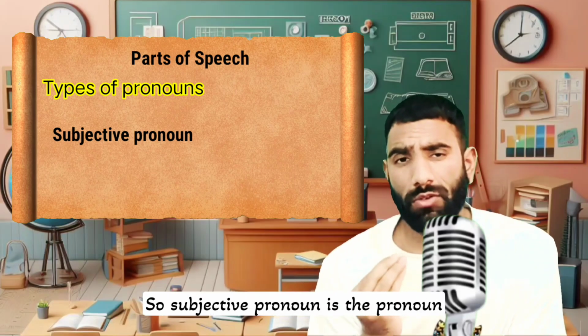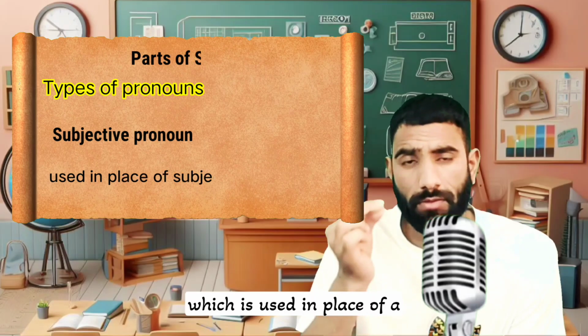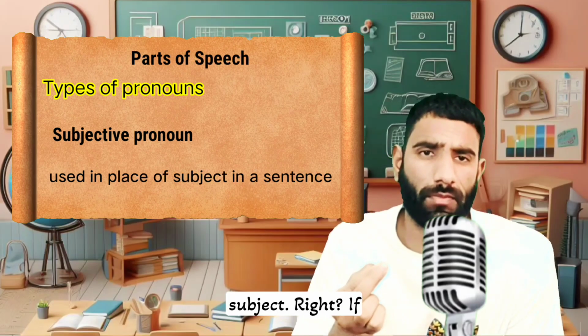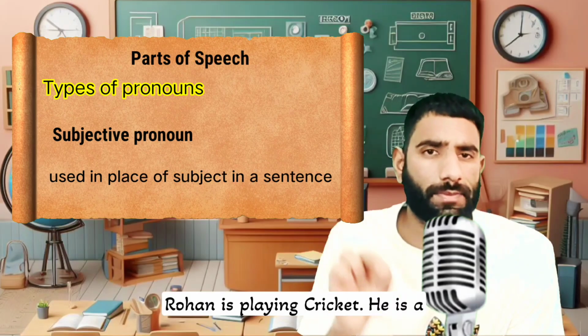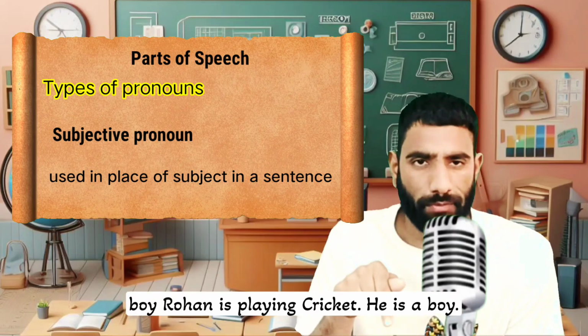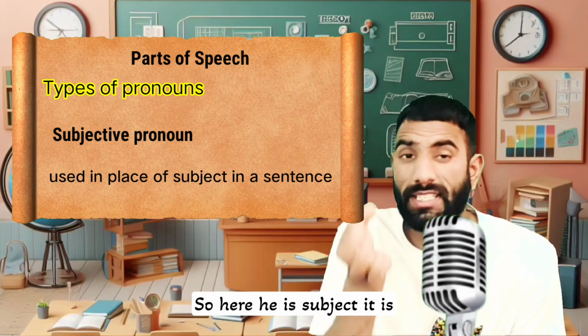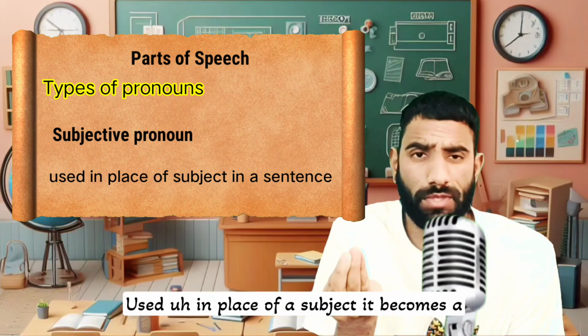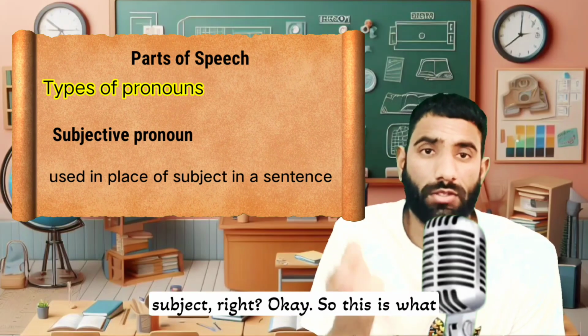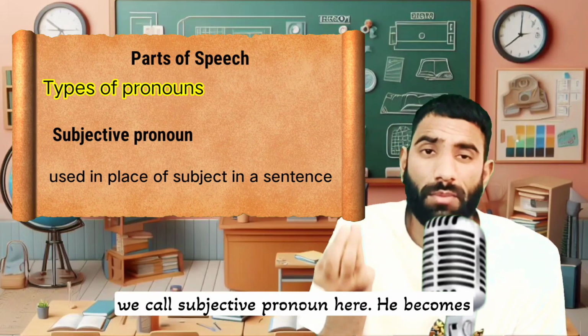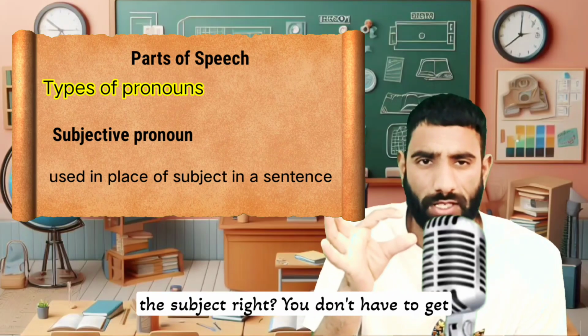So a subjective pronoun is the pronoun which is used in place of a subject, right? Rohan is playing cricket, he is a boy. So here he is the subject. It is used in place of a subject. It becomes a subject, right? Okay, so this is what we call a subjective pronoun. Here he becomes the subject, right?